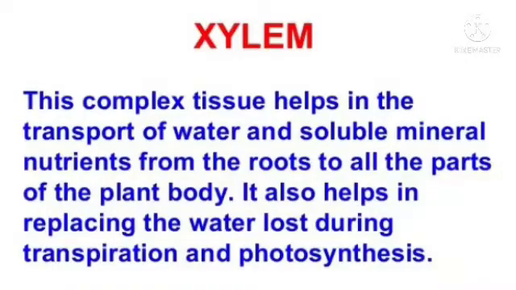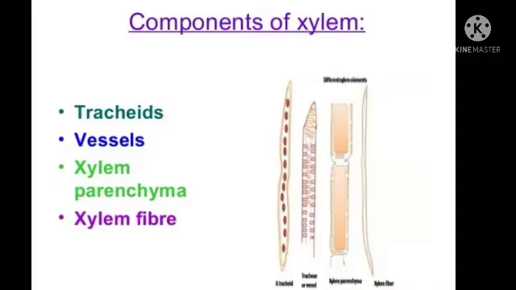Xylem. This complex tissue helps in the transport of water and soluble mineral nutrients from the roots to all parts of the plant body. It also helps in replacing the water lost during transpiration and photosynthesis. Components of xylem: those are tracheids, vessels, xylem parenchyma, and xylem fiber.